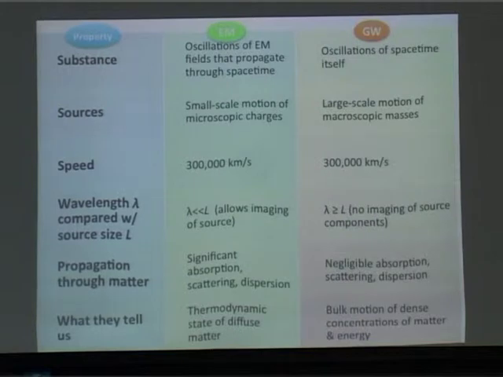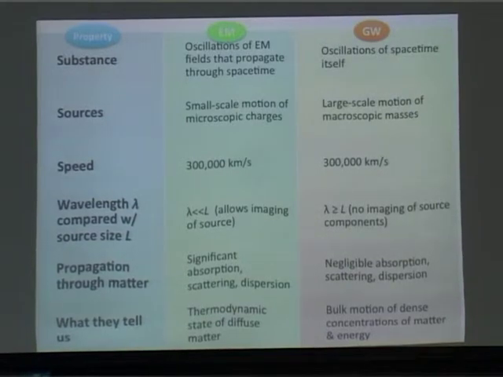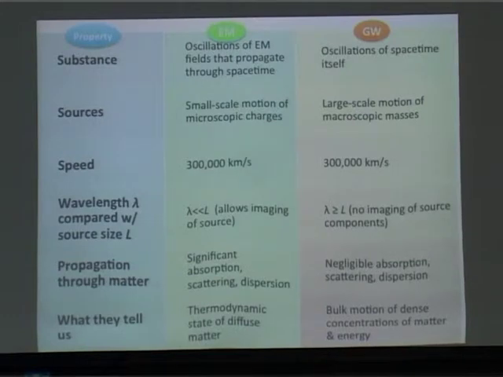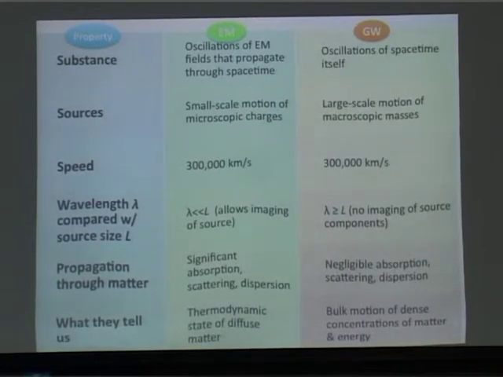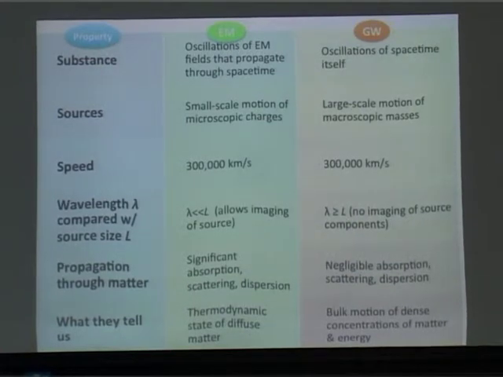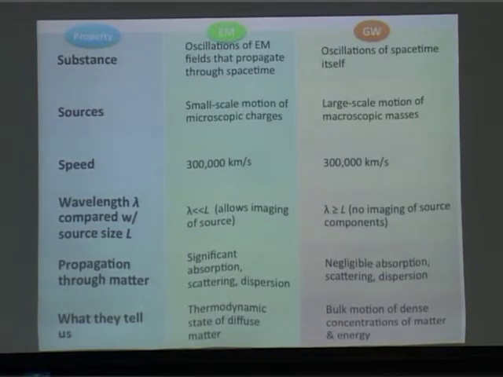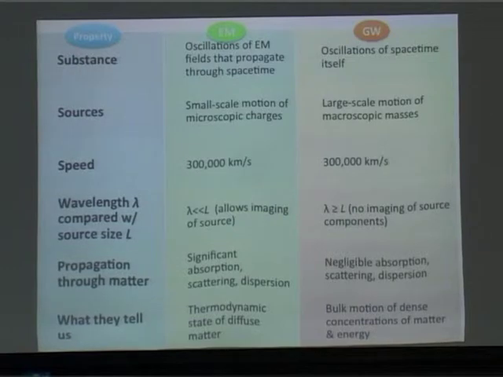Okay, so let me talk a little bit more about what gravitational waves are, and it's helpful, I think, to compare and contrast them with electromagnetic waves. So we have various properties on this table here and how they differ between the two types of radiation. Electromagnetic waves are essentially a field, the electromagnetic field, which propagates on the space-time geometry, whereas gravitational waves are oscillations in the geometry of space-time itself. So the nature of the substance which is doing the oscillating is quite different.